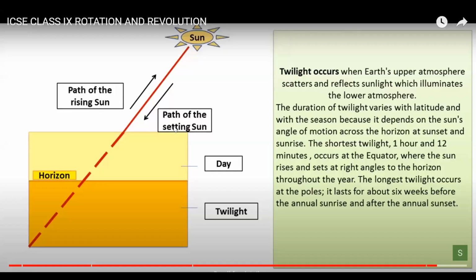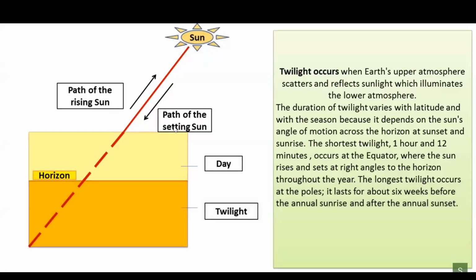Twilight occurs when Earth's upper atmosphere scatters and reflects sunlight, which illuminates the lower atmosphere. The duration of twilight varies with latitude and with the season, because it depends on the sun's angle of motion across the horizon at sunset and sunrise. The shortest twilight, 1 hour and 12 minutes, occurs at the equator, where the sun rises and sets at right angles to the horizon throughout the year.